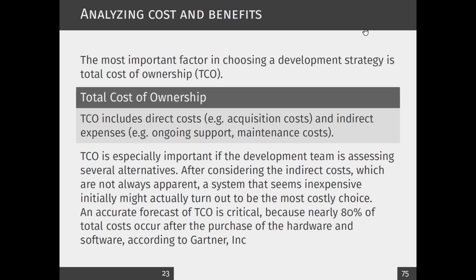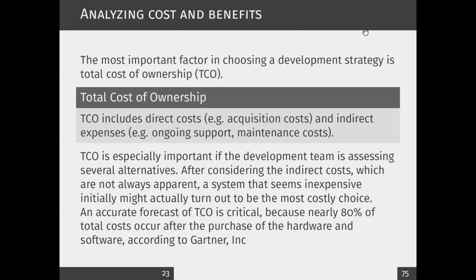and also other indirect expenses. For example, acquisition cost, once you purchase it, and then the other expenses include the ongoing support and maintenance, which is not the direct costs. So you have to consider both of them, not the initial cost that you spend on developing or purchasing a software.